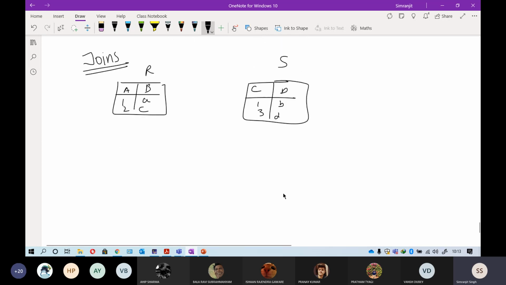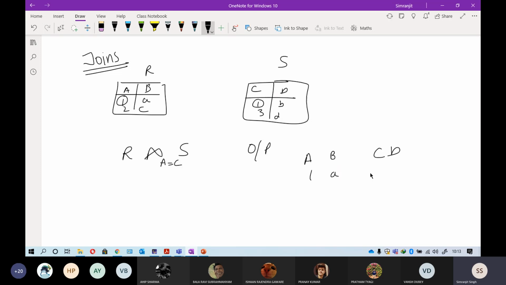When you are performing a simple join operation, which will be R join S, I am giving the condition A is equal to C. So what is the output? You multiply it, where A is equal to C, which holds only in this case. So the answer will be A, B, C, D: 1 A and 1 B. You already know it, I think you have performed this particular join many times.